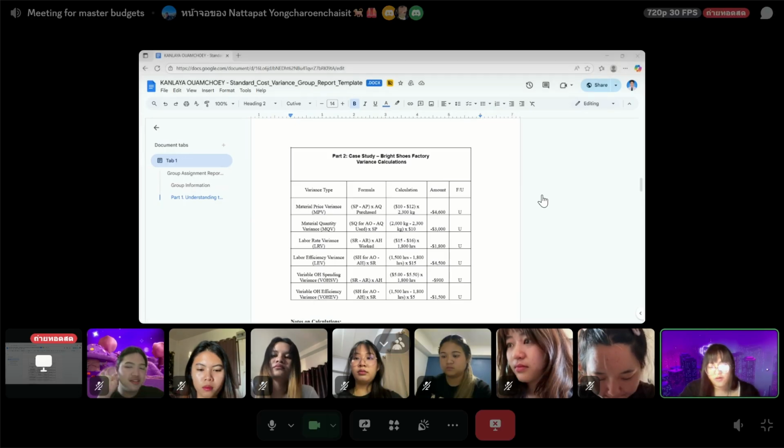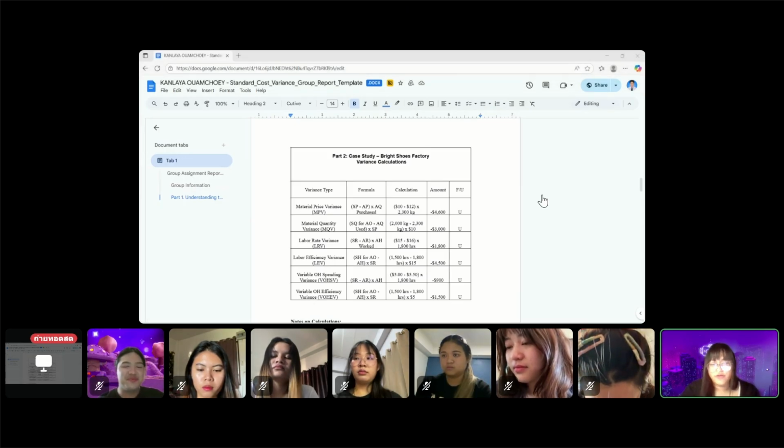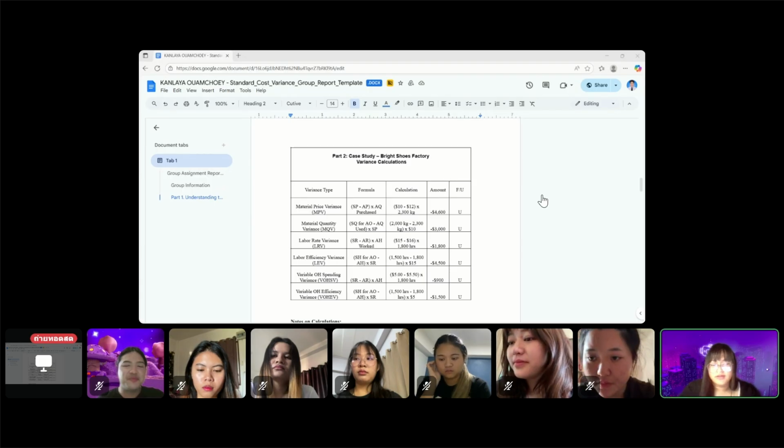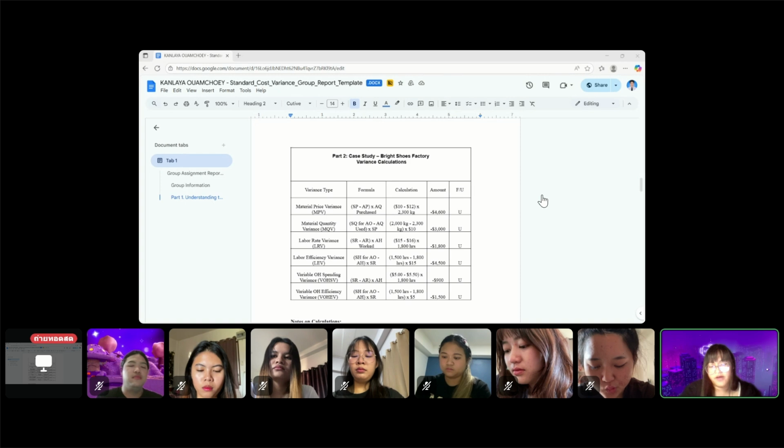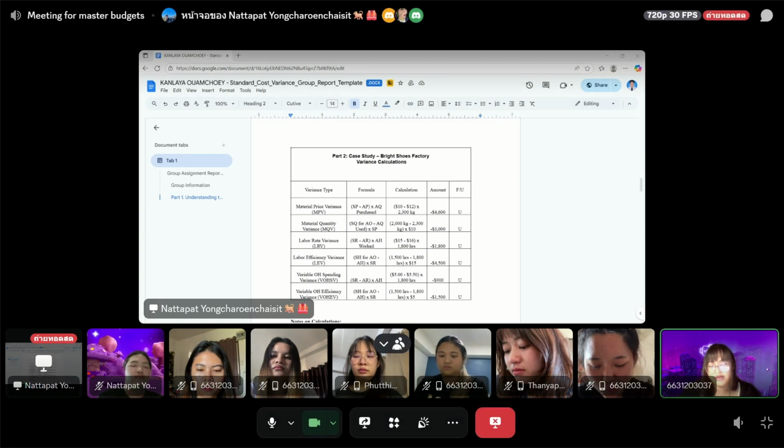So variable overhead costs are tied to the variable hour. So it's not the supply problem here; it mirrors the labor issue. First, the variable overhead spending variance. This tells us if the actual cost per labor hour for the overhead was higher than the standard.